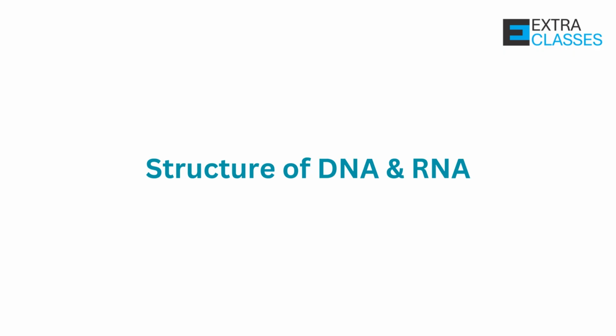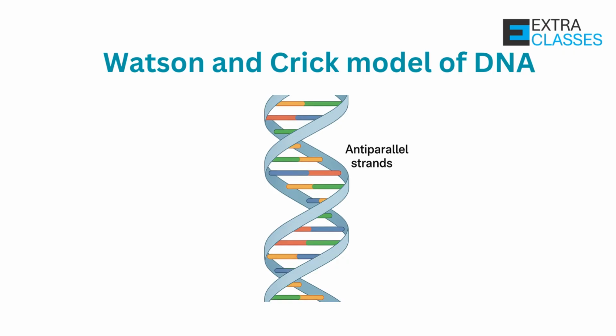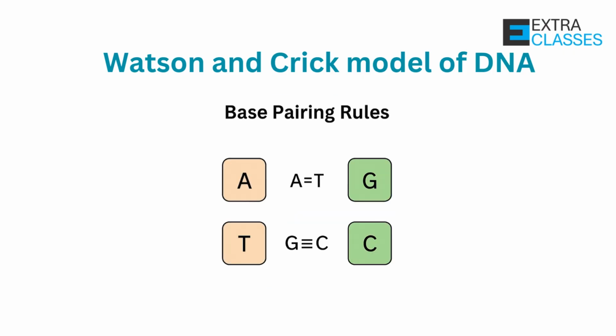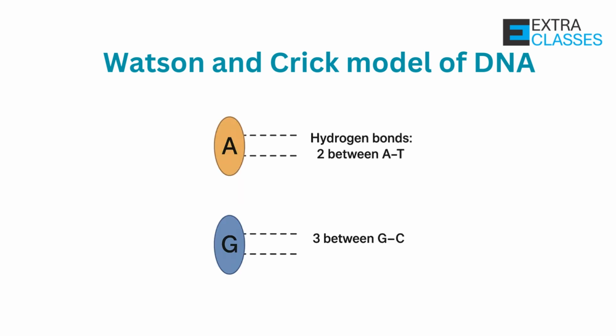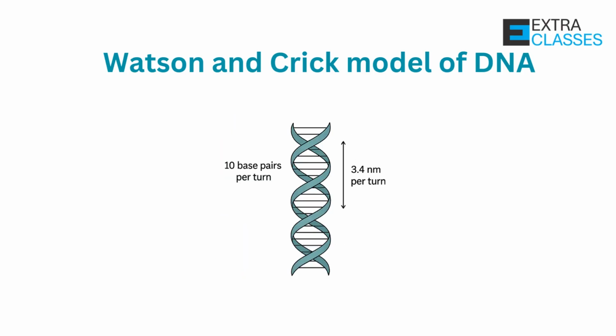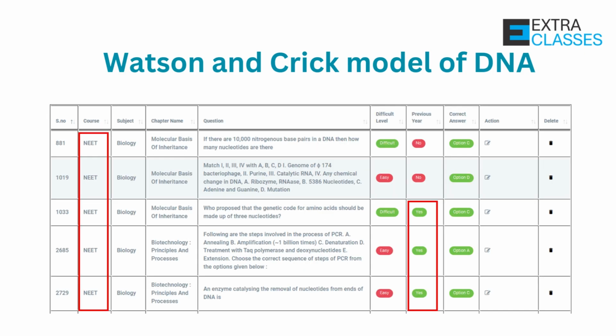Next, revise the Watson and Crick model of DNA. Focus on double helix and antiparallel strands. Base pairing rules like A equals T and G equals C. Then, hydrogen bonds, 2 between AT and 3 between GC. 10 base pairs per turn, 3.4 nanometers per turn. NEET questions often ask about base pair length, number of nucleotides, or comparing GC versus AT bonds.